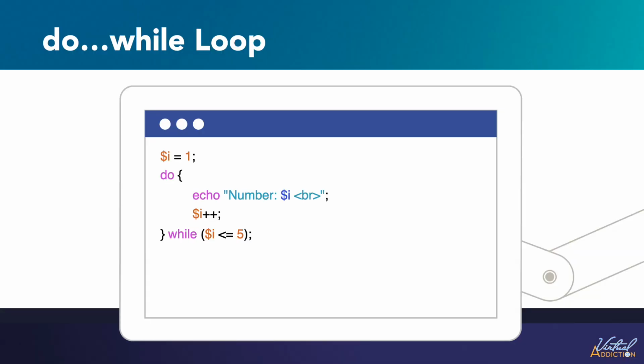The do while loop is similar to while, but always runs at least once, even if the condition is false. How this works is it will execute the block of code at least one time. Even if I is greater than 5, the code will still run. After the execution, it will check the condition, and in this case, that is I less than or equal to 5. If it's true, it loops again, otherwise it stops.